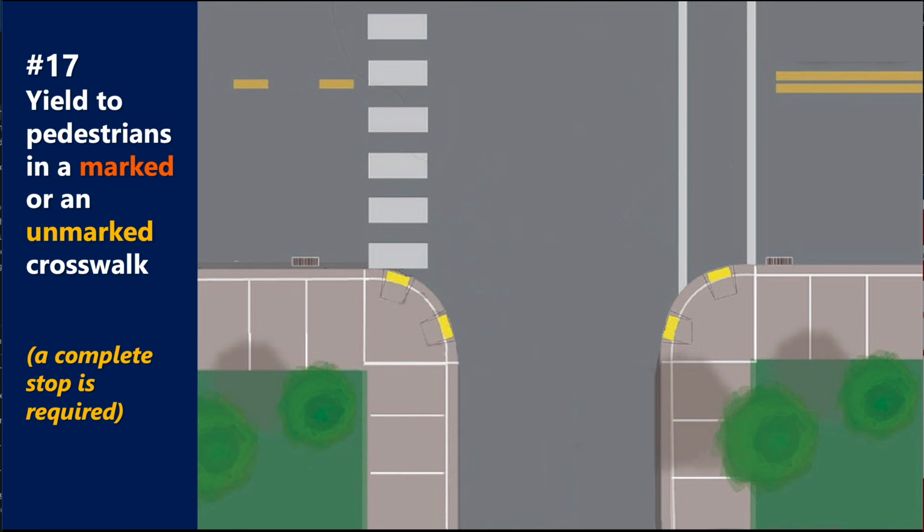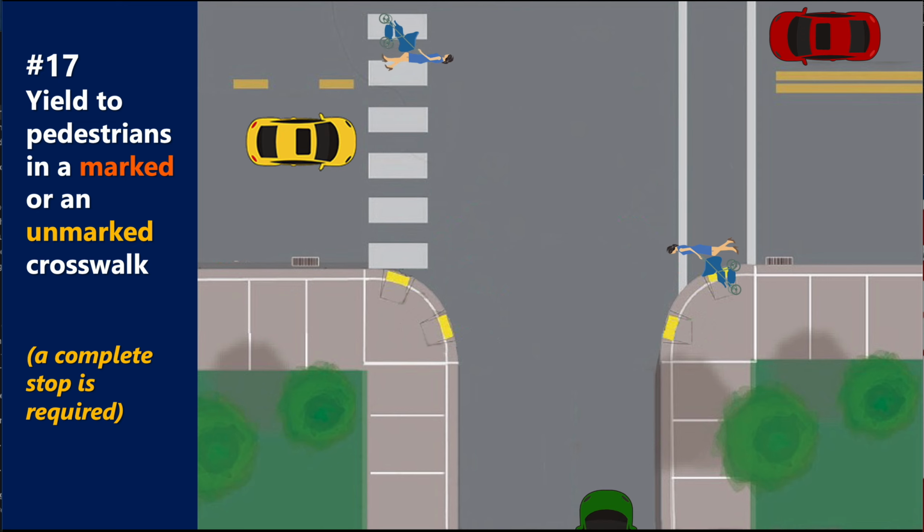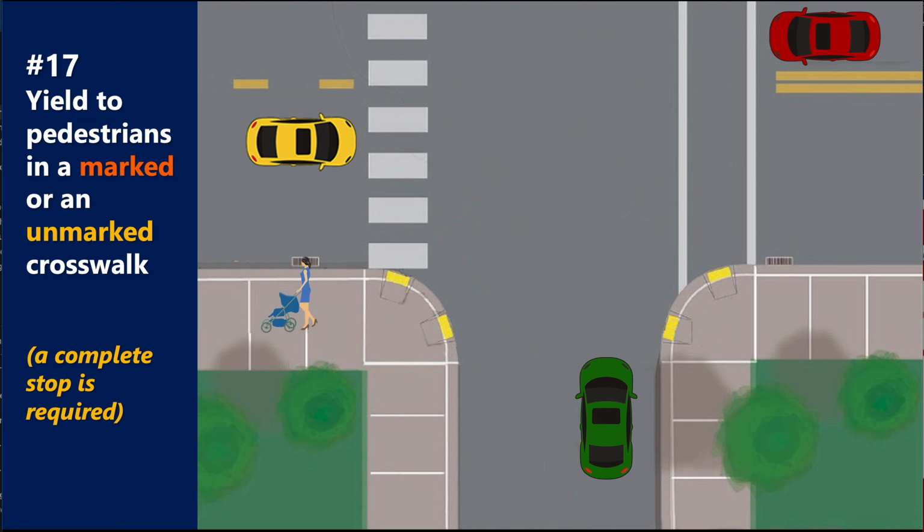Number 17, this is a tricky one. Remember, you're required to yield to pedestrians in a marked or an unmarked crosswalk, right? So on the left and right of this intersection, you're going to see marked crosswalks. They may look like this. And crossing in front, from right to left there, that's an unmarked crosswalk. Sometimes a lot of people don't know that you're required to yield to pedestrians in an unmarked crosswalk. In fact, in recent years, you're required to make a complete stop for pedestrians in a marked or unmarked crosswalk and yield to them. As I said, a complete stop is required now.